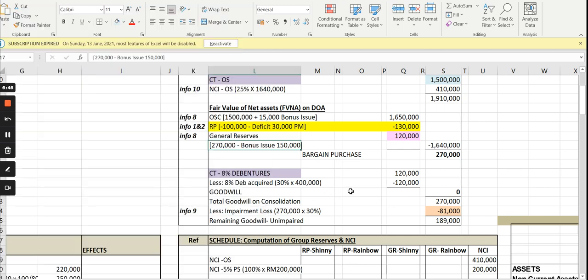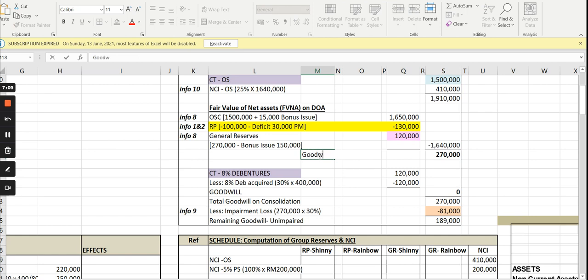Right. Therefore, what you would notice is that now the general reserve has reduced to 120 due to the bonus issue. The share capital has increased. Of course, the impact is 0, but somehow the shareholding now becomes more to the parent. With that, you will have not a bargain purchase, this is a goodwill. And this is the goodwill of 270,000.